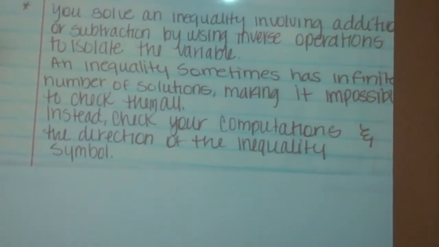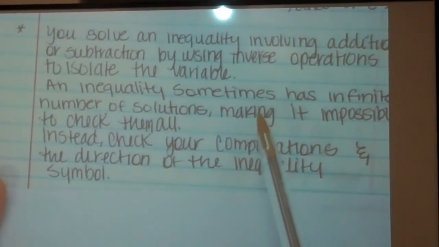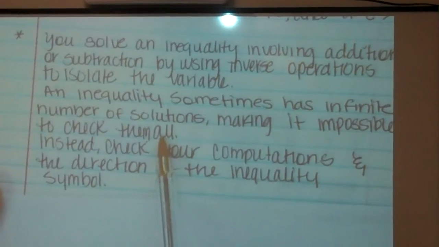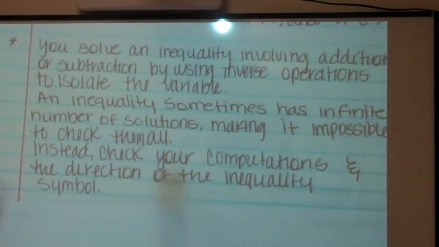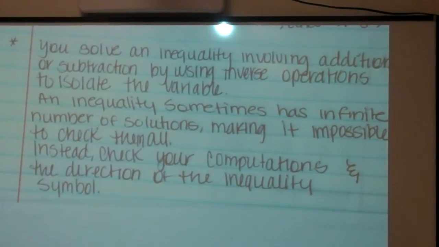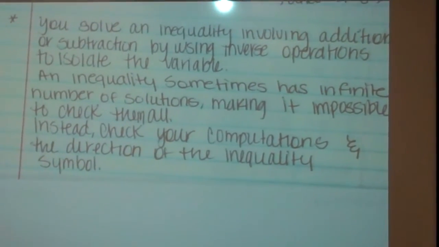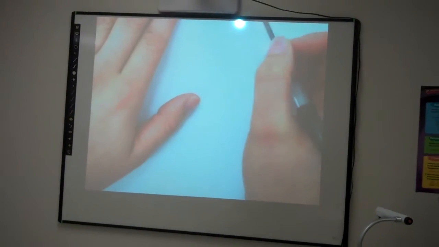An inequality sometimes has an infinite number of solutions, making it impossible to check them all. Instead, check your computations and the direction of the inequality symbol, which I'll show you how to check in a few minutes. Solving inequalities by adding. So we're going to do this first one. It's q minus 7 is less than -2, and we're going to graph our solution.